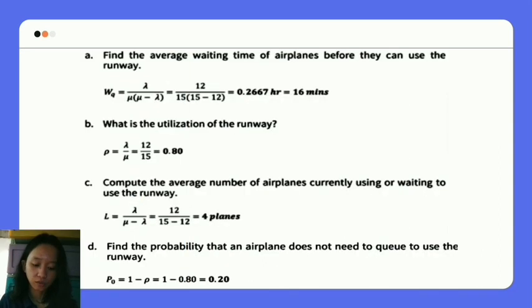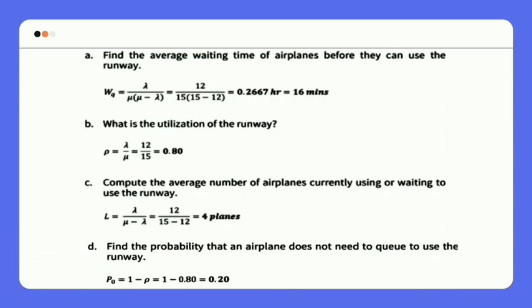For the first question, to find the average waiting time of airplanes before they can use the runway, the formula is WQ equals lambda over mu times mu minus lambda. Our lambda is 12, while our mu is 15. 12 over 15 times the total of 15 minus 12 is equal to 0.2667 hour or 16 minutes. So the average waiting time of airplanes before they can use the runway is 16 minutes.